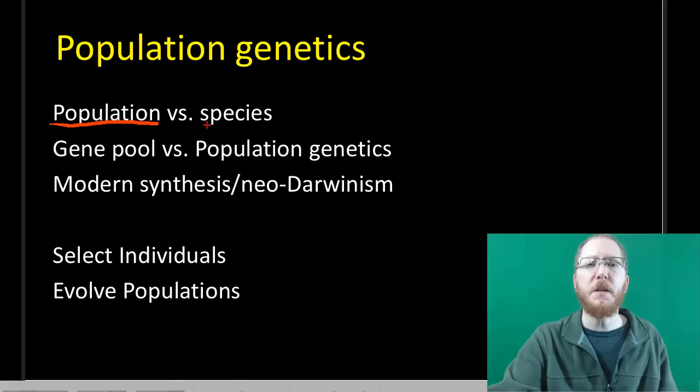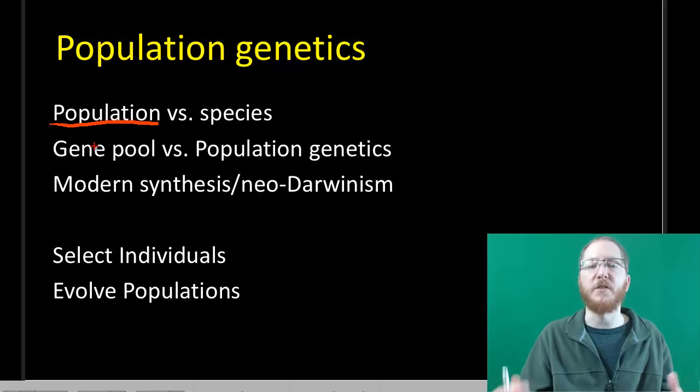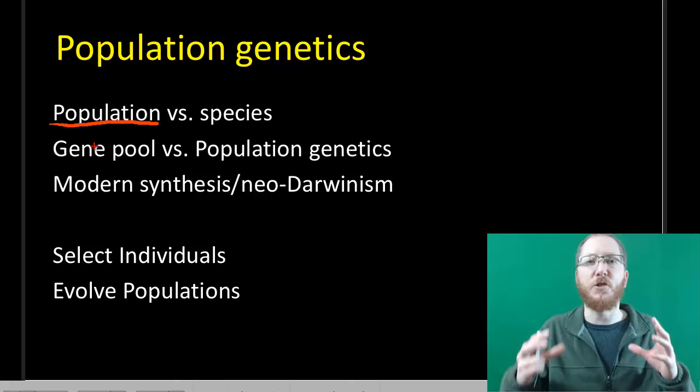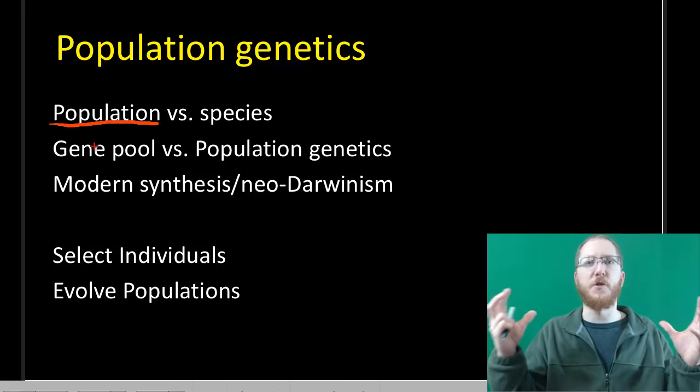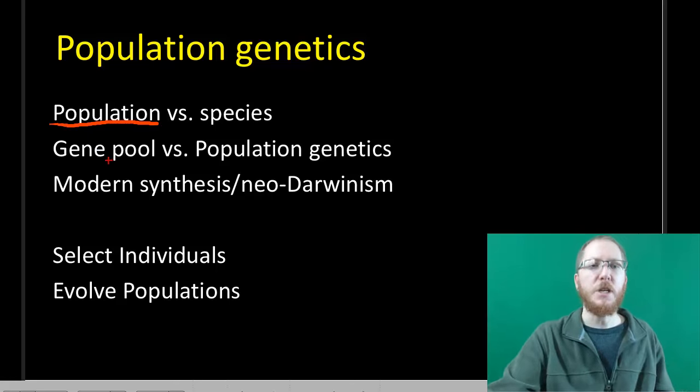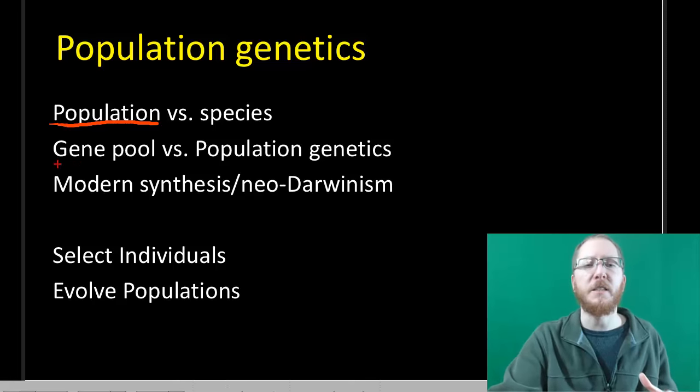So we can have one species, but because there's multiple populations of that species in many, if not most cases, you can have where each population's doing its own thing as it tries to survive the terrain of wherever it's at. Now, gene pool is going to be the entirety of genes that we see in a population typically.